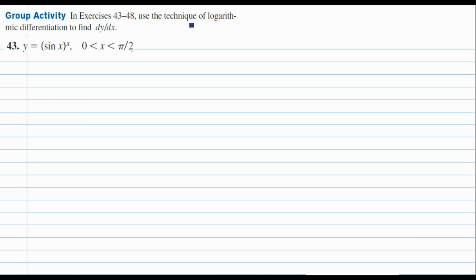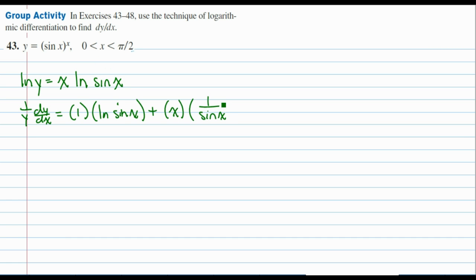Now, try problem number 43 actually gives us a hint. It says use the technique of logarithmic differentiation to find dy/dx. So I can already tell right off the bat that I'm going to take the natural log of both sides, and then that will make x a coefficient. And now I can take the derivative of both sides of this equation, use the product rule on the right hand side. And when I'm taking the derivative of the natural log of sine of x, I have to remember that is the natural log of u, so I need to multiply by the derivative of u, which is cosine of x.